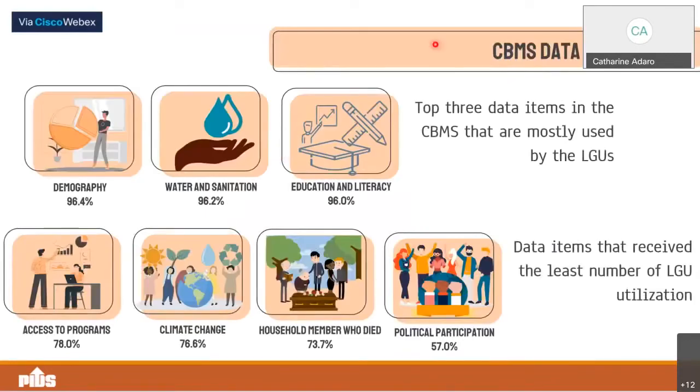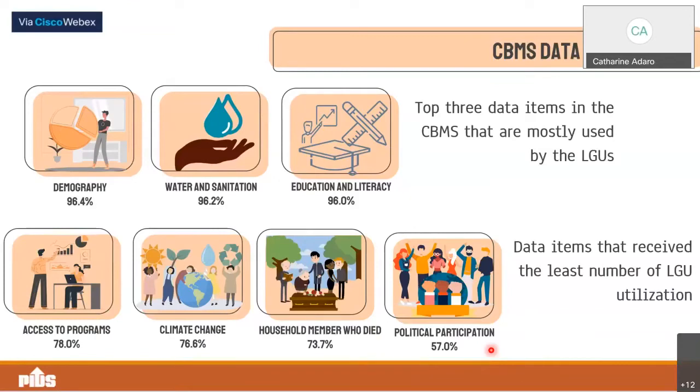Next slide, please. The LGUs were also asked which data in the CBMS they mostly use in developing their ecological profiles. Most of the data in the CBMS are reported to be highly utilized by the LGUs, in particular, data on demography, water and sanitation, and education and literacy were recorded as the most utilized. On the other hand, data on access to programs, climate change, household member who died, and political participation were the least used data items. However, it should be noted that the utilization of certain data items vary depending upon the focus of the vision and development planning of the LGUs.